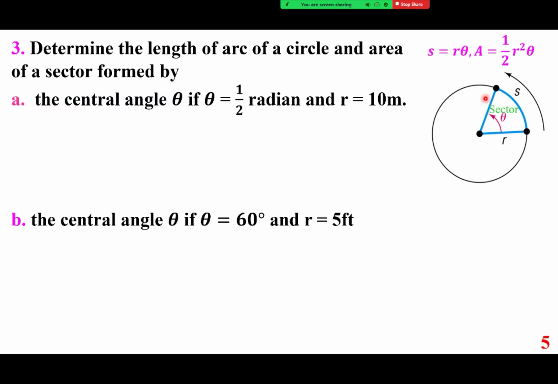So in this case, S equals r theta. And theta must be in radians. So multiply the two numbers. And obviously the answer is 5 units of the radius, 5 meters.